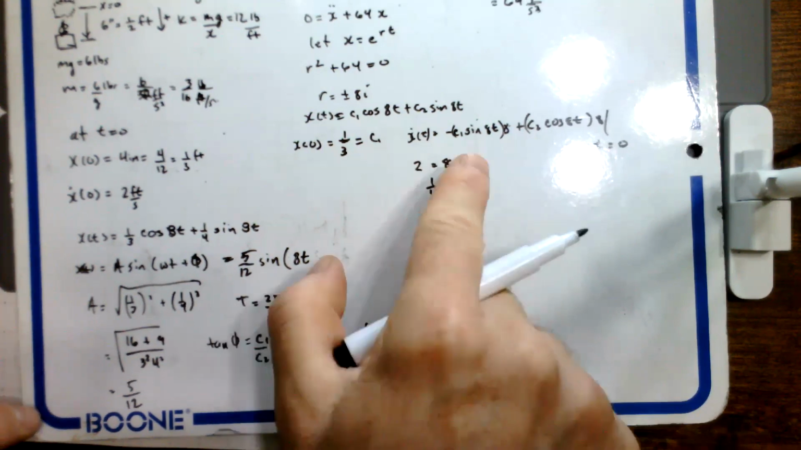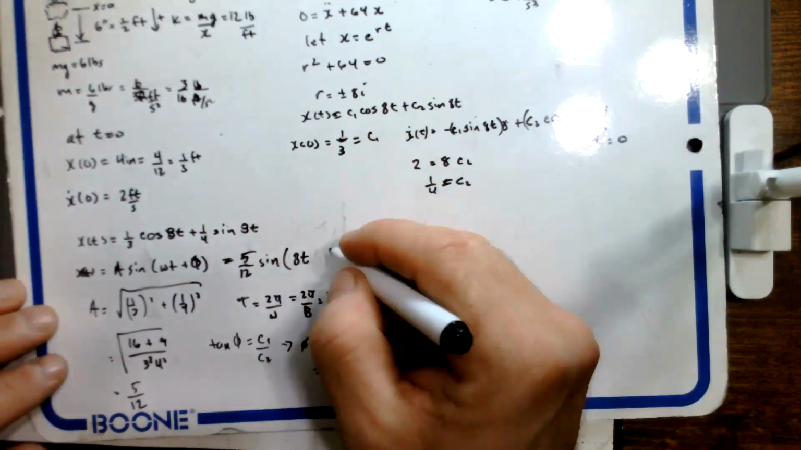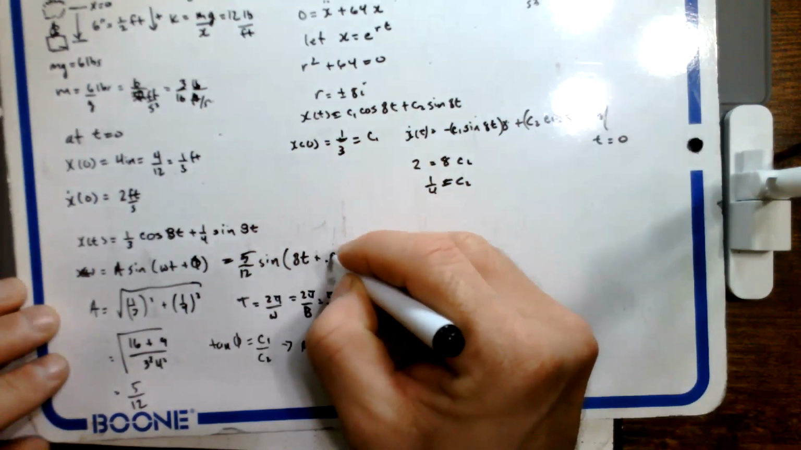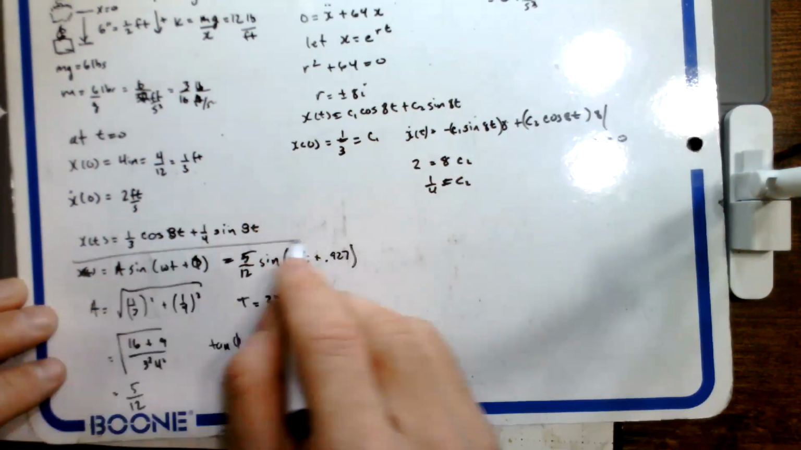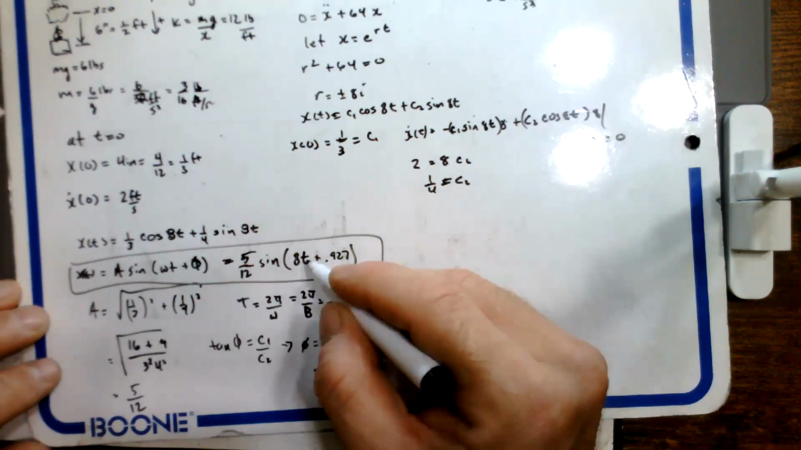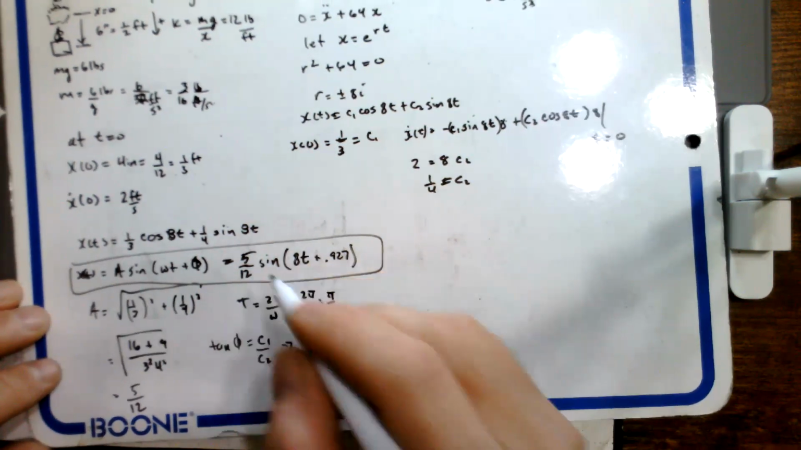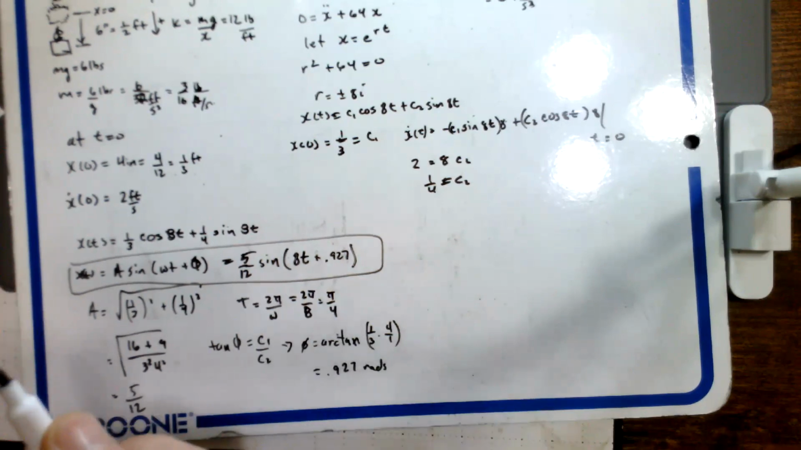Since both C1 and C2 are positive, we know this lies in quadrant 1. So finally we have plus 0.927 radians, and there is our equation of motion. This is our phase shift, this is the frequency, and this is the amplitude. The period is pi over 4. Was there anything else? I think all the questions are answered.